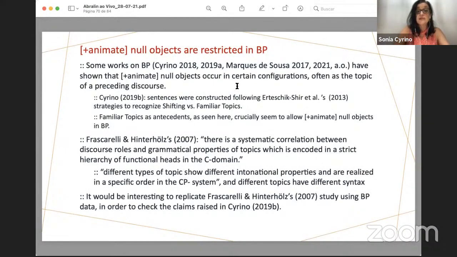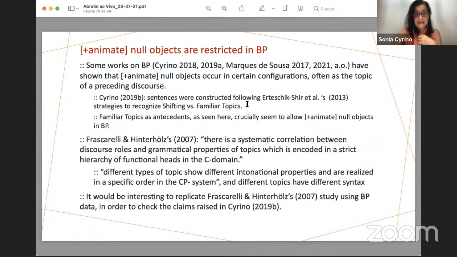So plus animate null objects are restricted in Brazilian Portuguese, as we have seen. But some works on Brazilian Portuguese have shown that some plus animate null objects occur in certain configurations, often as the topic of a preceding discourse. For example, I show that some sentences where I constructed with familiar topics could have plus animate null objects, but that in that case they were not generated in situ. They were the result of movement, like a topicalization movement.